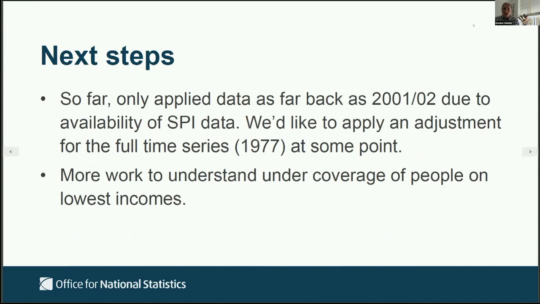So that comes to the end of my part. Just to talk briefly about some of the next steps. So far, we've only applied the adjustment as far back as 2001-2 due to the availability of SPI data.